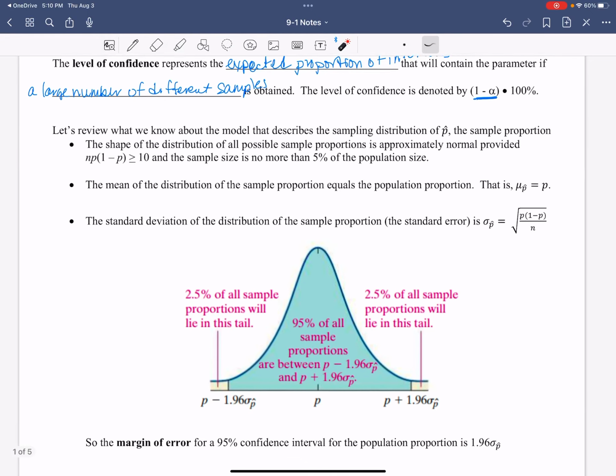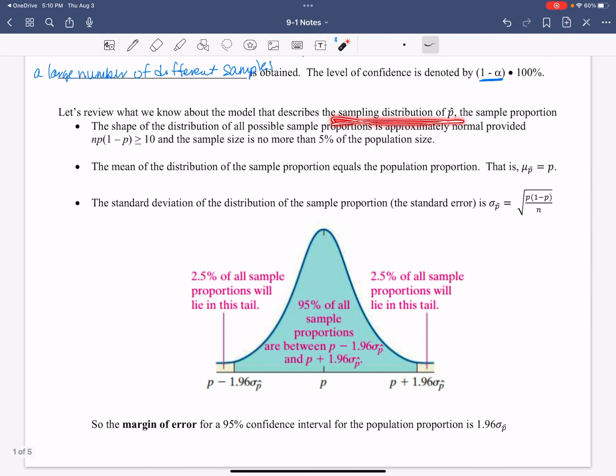All right. Okay, let's do a quick little review here of the sampling distribution of p hat. We just went over this. So in this last chapter, let's review what we know about the model that describes the sampling distribution. So remember, there are criteria that have to be met. Criteria number 1, the shape of the distribution is approximately normal. Well, how do we know that? It has to meet that criteria, and it has to be no more than 5% of the population size. So in order to get normal, you have these 2 criteria that have to be met.